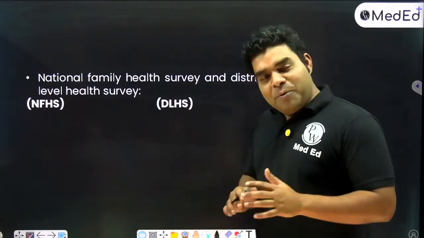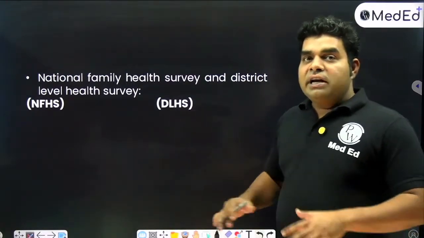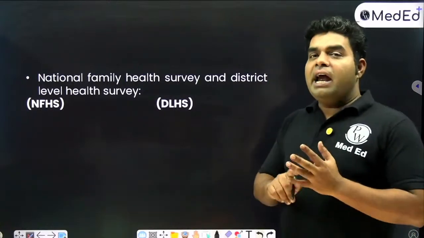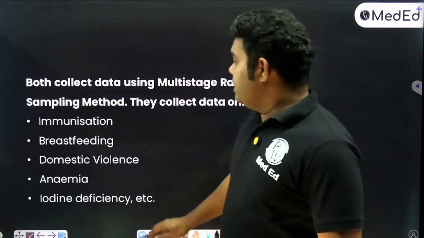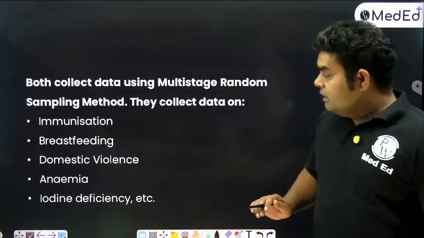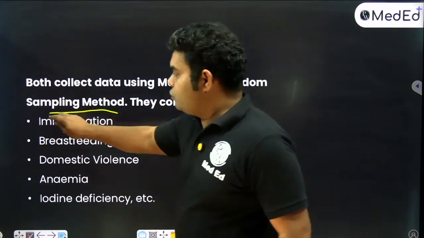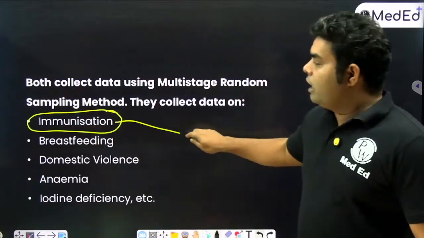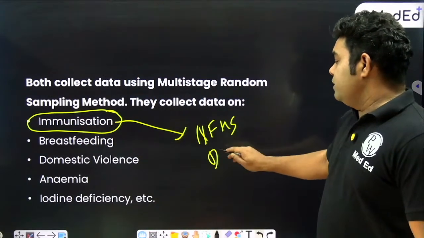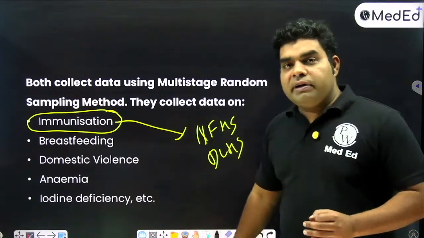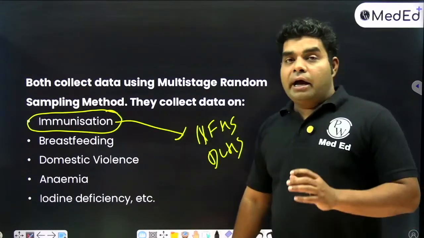Now, NFHS and DLHS are two surveys which are done nationwide, the National Family Health Survey and the District Level Health Survey. In both of these surveys, we use multi-stage random sampling. And NFHS, DLHS give data on 5 things. This question has also been asked: who gives data on immunization? That is the National Family Health Survey or District Level Health Survey. They also give data on breastfeeding, domestic violence, anemia, and iodine deficiency.